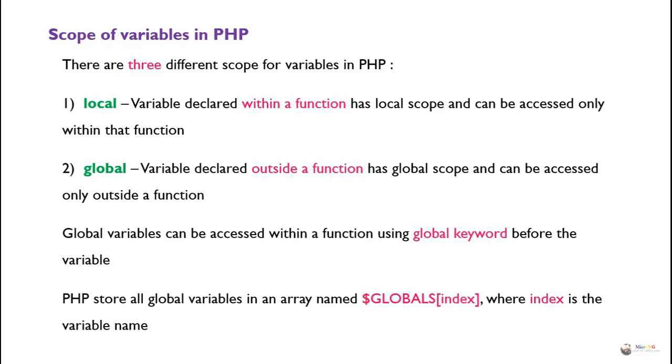PHP stores all global variables in an array named $GLOBALS[index], where index is the variable name. So a global variable cannot be accessed directly inside a function. It can be accessed either by using the global keyword or by using the array $GLOBALS[index], where index is the variable name.